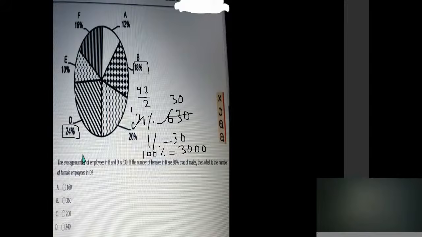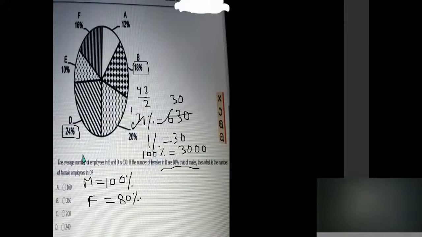Now our question is, in D, the number of females is 80% of the number of males. So what I am doing is taking the number of males as 100%. If I take the number of males as 100%, then females in D are 80% of that of males. So the females value is equal to 80%.